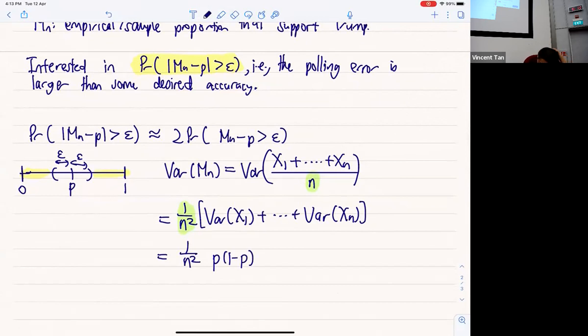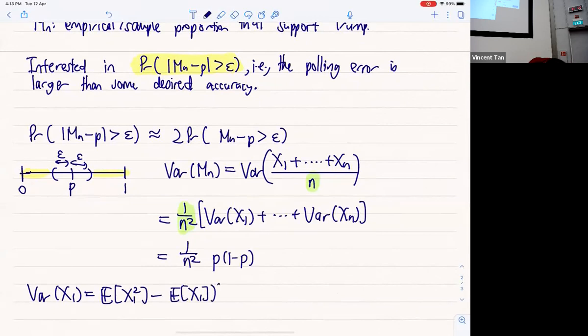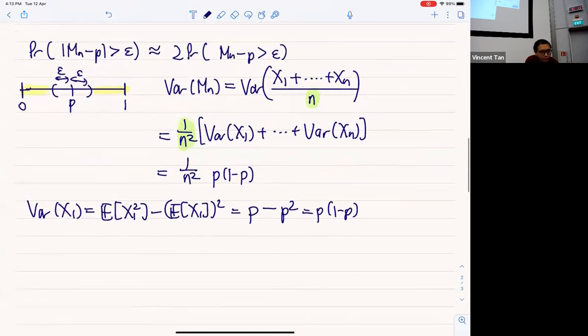By now you should know this, but in case you don't, I remind you that the variance of X1 is equal to the second moment minus the first moment all squared. And so you get P minus P squared, which is P times 1 minus P. So you need to know how to do this calculation.